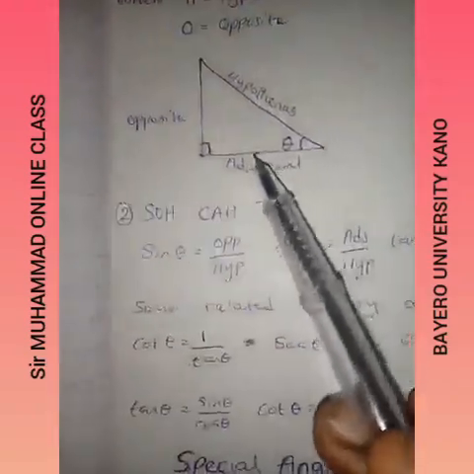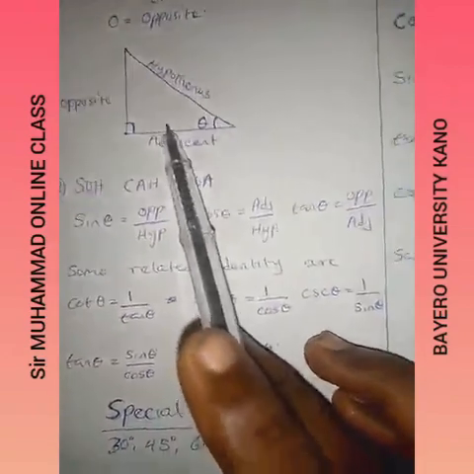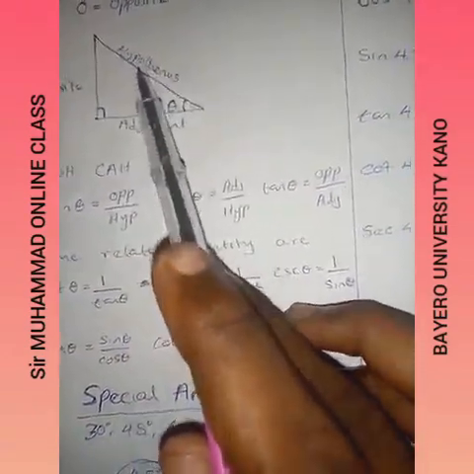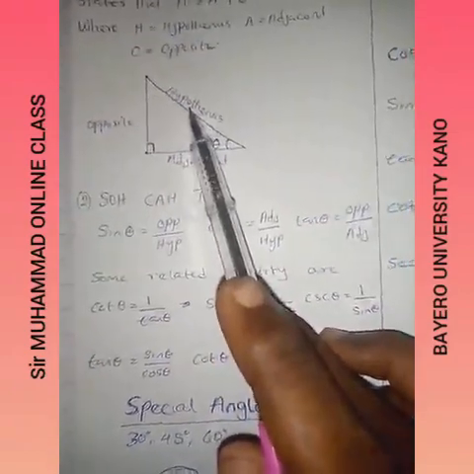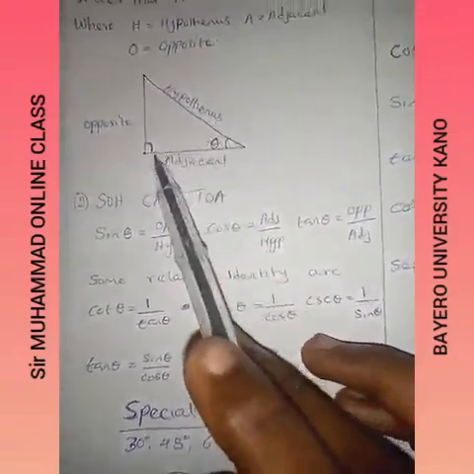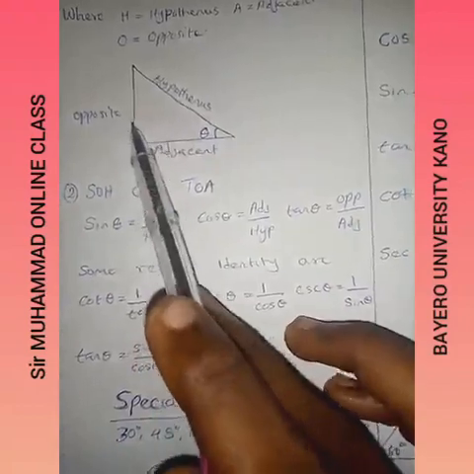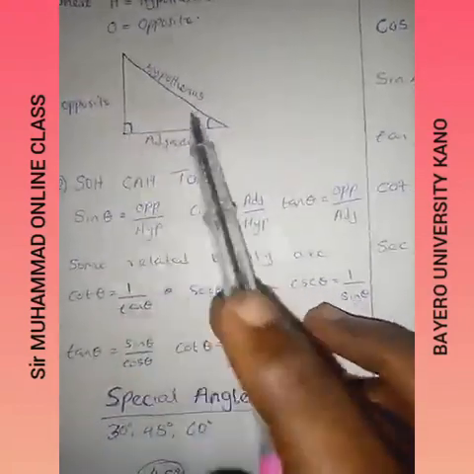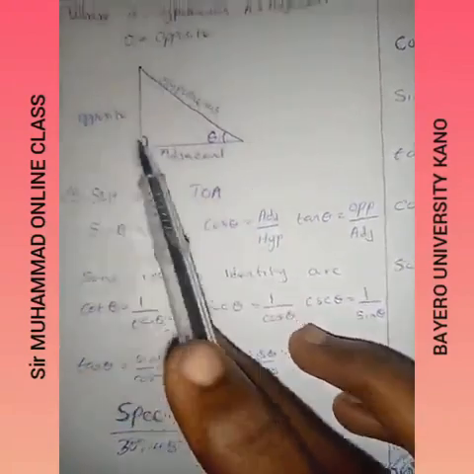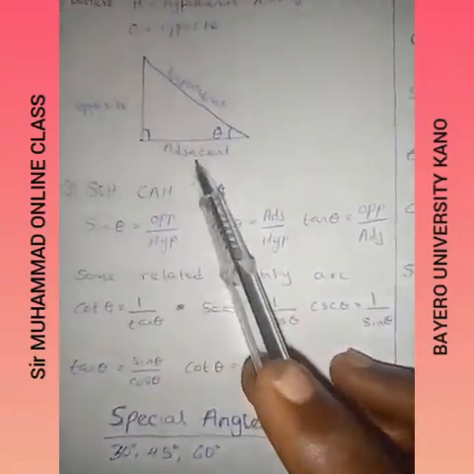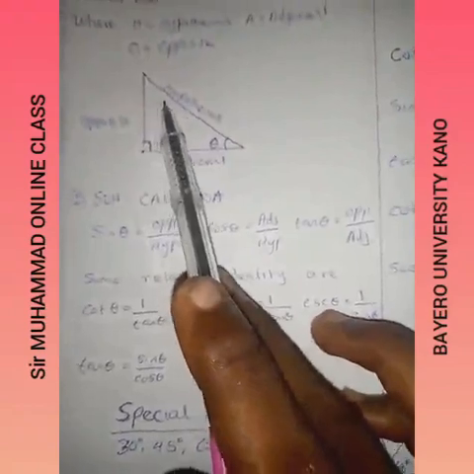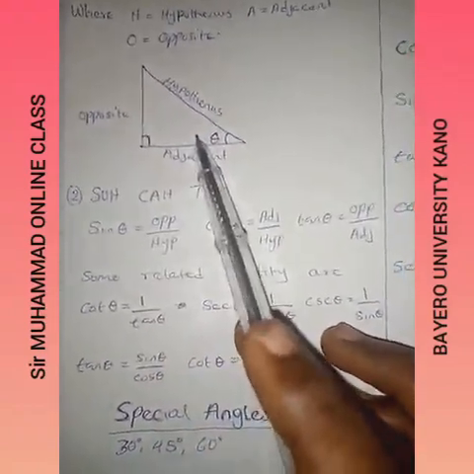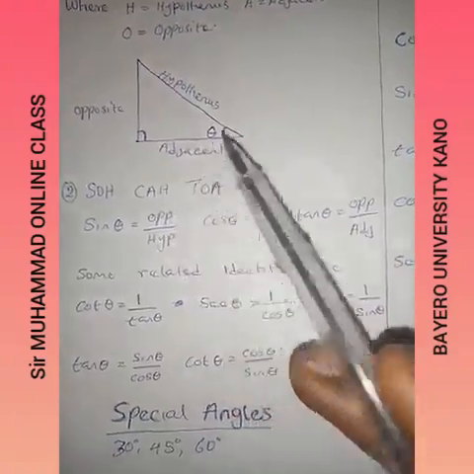When you have a right angle triangle like this, the longest line is always called the hypotenuse. Then the line facing the angle theta is always called the opposite, and then the final one is the adjacent. So the longest line is called the hypotenuse, the line facing the angle is called the opposite, and the other is called the adjacent.